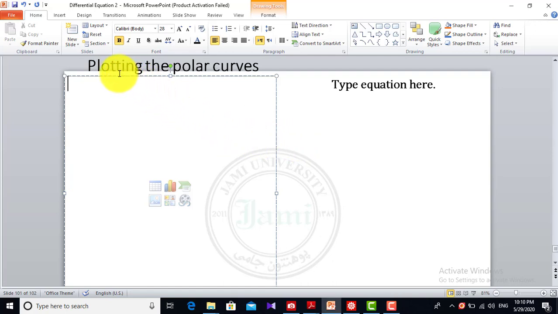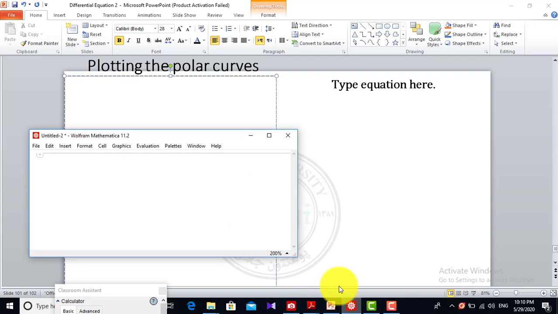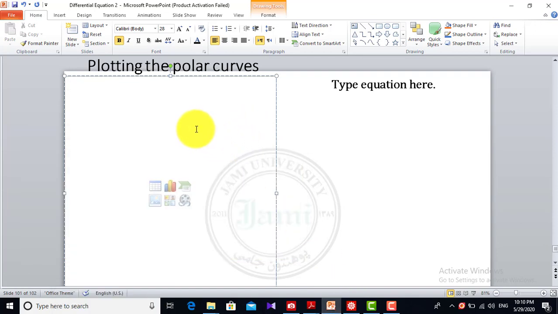I'm going to tell you how to plot the polar curves, all the polar curves. The procedure which I'm telling you is applicable for plotting all the polar curves. So I'm plotting the polar curves in two stages and with the help of Wolfram Mathematica. You can make use of Mathematica, MATLAB, Scilab, or anyone, but I would like to plot with the help of Wolfram Mathematica.